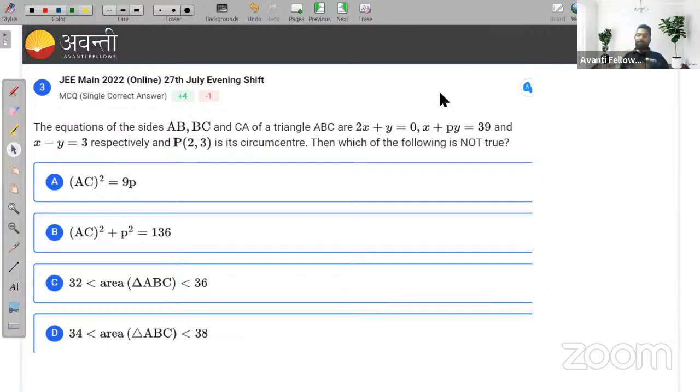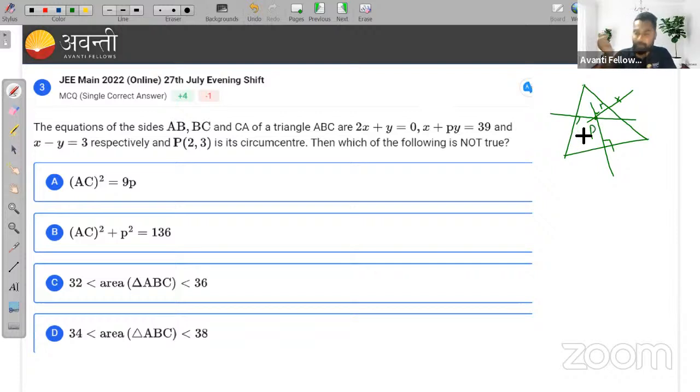So all of you know what is orthocenter and circumcenter? The circumcenter of a triangle is the intersection of the perpendicular bisectors of the sides. So this is the point which is called the circumcenter.